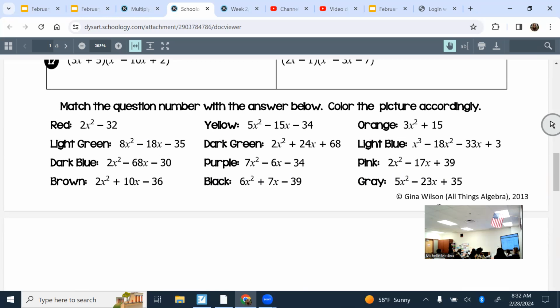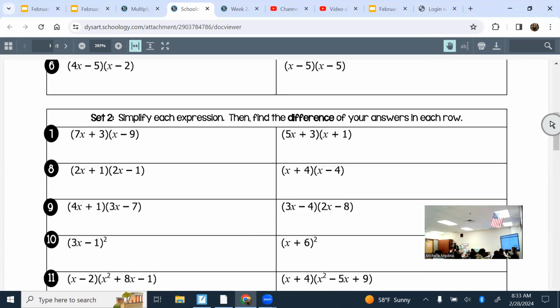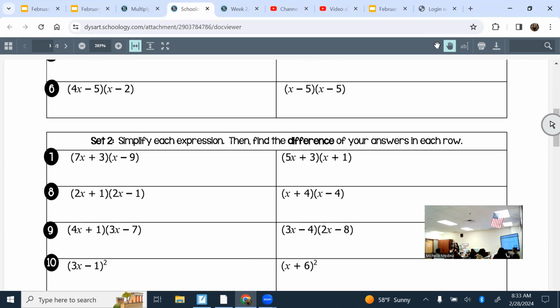So let me make sure everyone has one. Which one do you want to see worked out? Which one looks hard? Did I hear all of them?